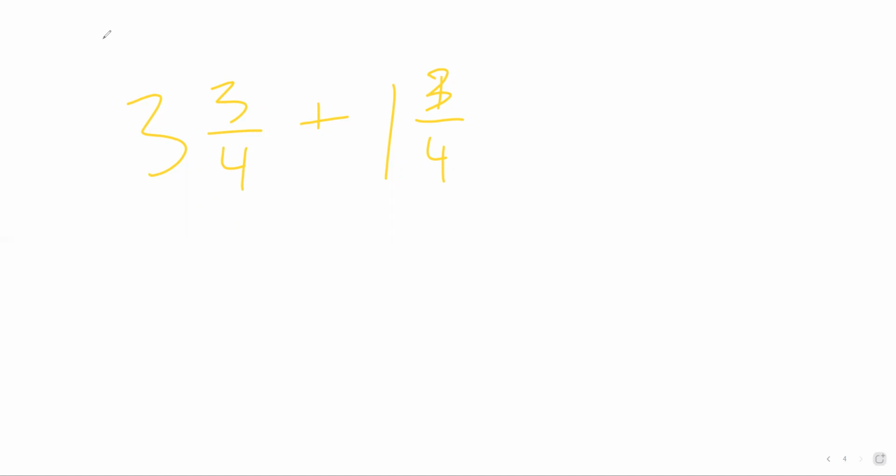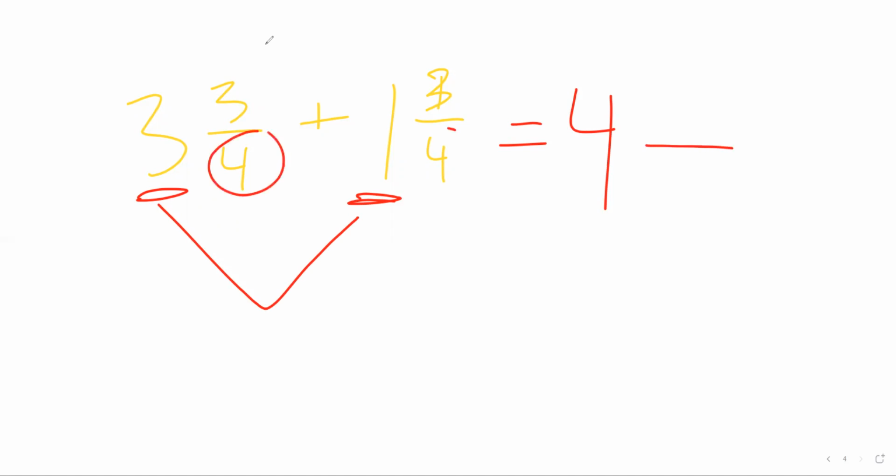So again, I'm going to go back to just adding my whole numbers first. This was a technique a lot of you have talked about in class. Just take your whole numbers and put them together first. So 3 plus 1 is 4. And then again, my denominators are the same, so that just slides over, that doesn't change. And then I'm going to add my numerators.